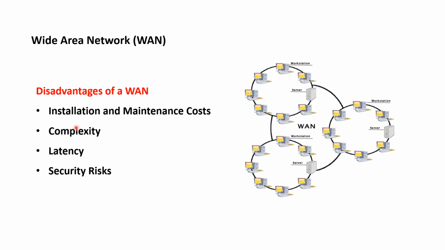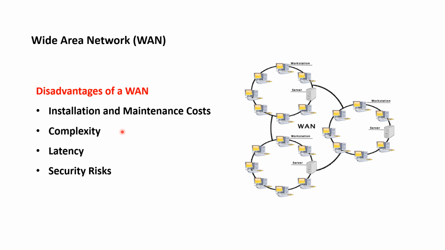Disadvantages of WANs are that implementing and maintaining a WAN can be expensive, especially if it involves leased lines, satellite links, or other specialized infrastructure. Managing a WAN requires advanced technical expertise and can be complex due to the involvement of multiple technologies, service providers, and geographic regions.